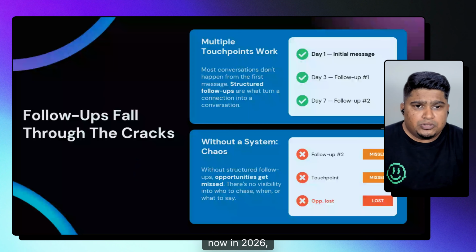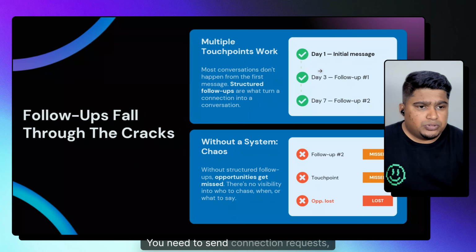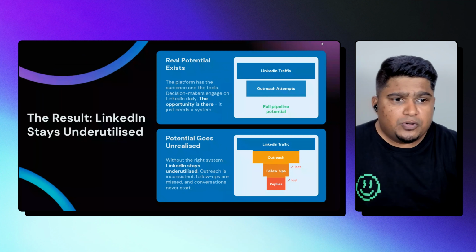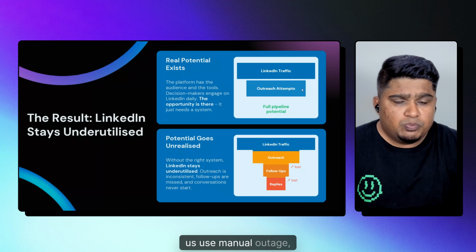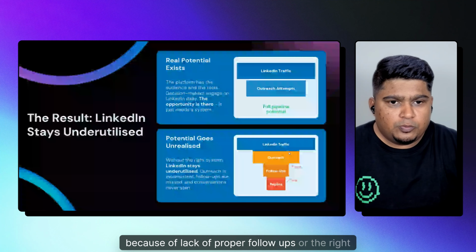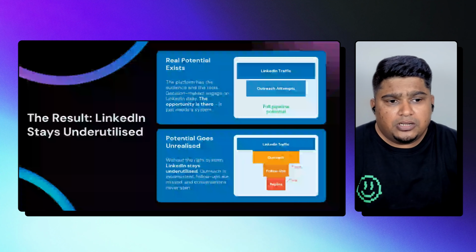Because now in 2026, we need multiple touches. You need to send connection requests and follow up, obviously not spamming people, but sending follow ups in a soft, polite, relevancy first model. And that actually causes a lot of problems because the traffic is there. You use manual outreach, but then because of an inefficient system, because of lack of proper follow ups or the right messaging, it doesn't work out.